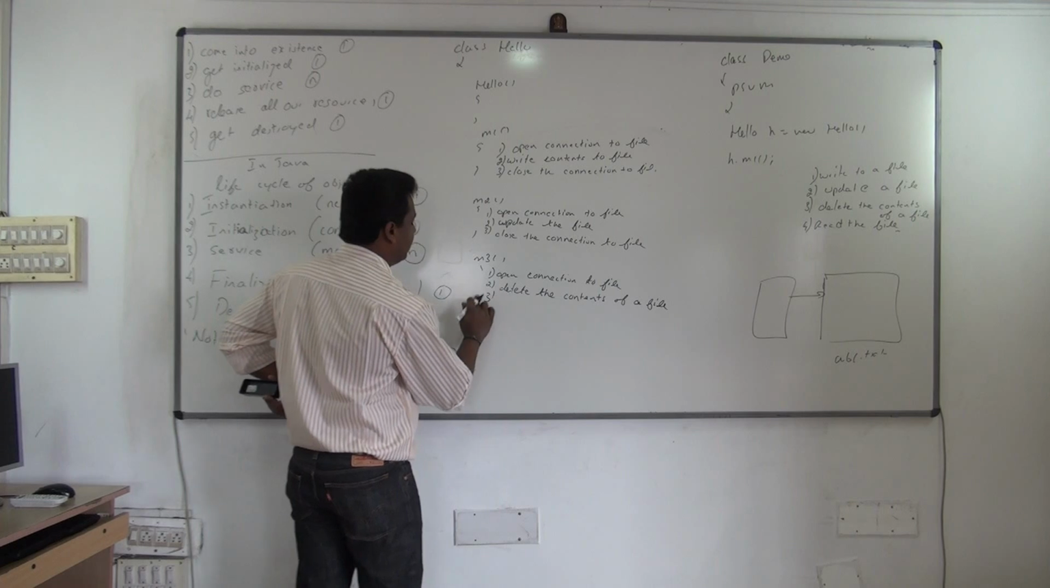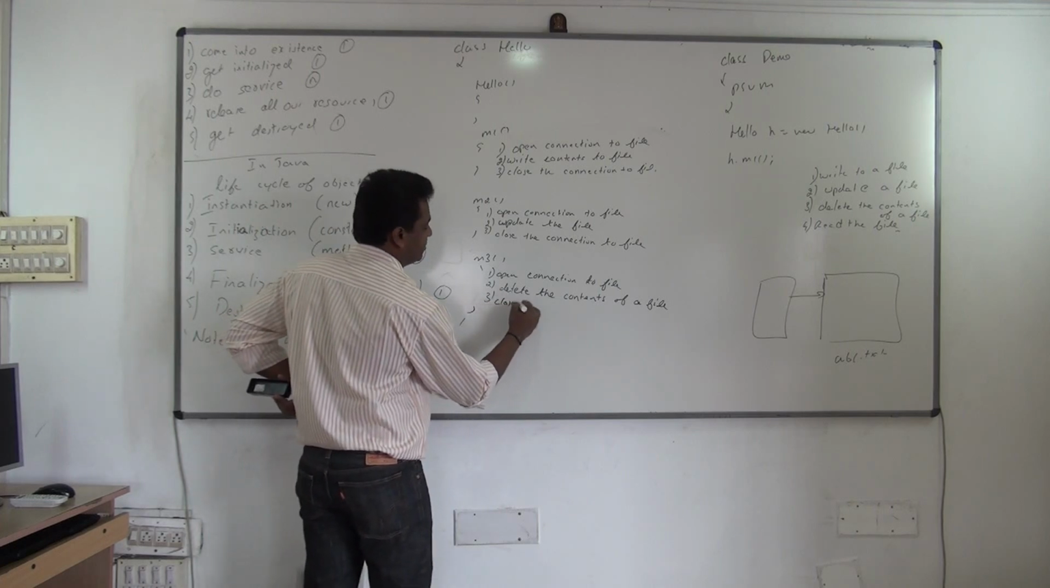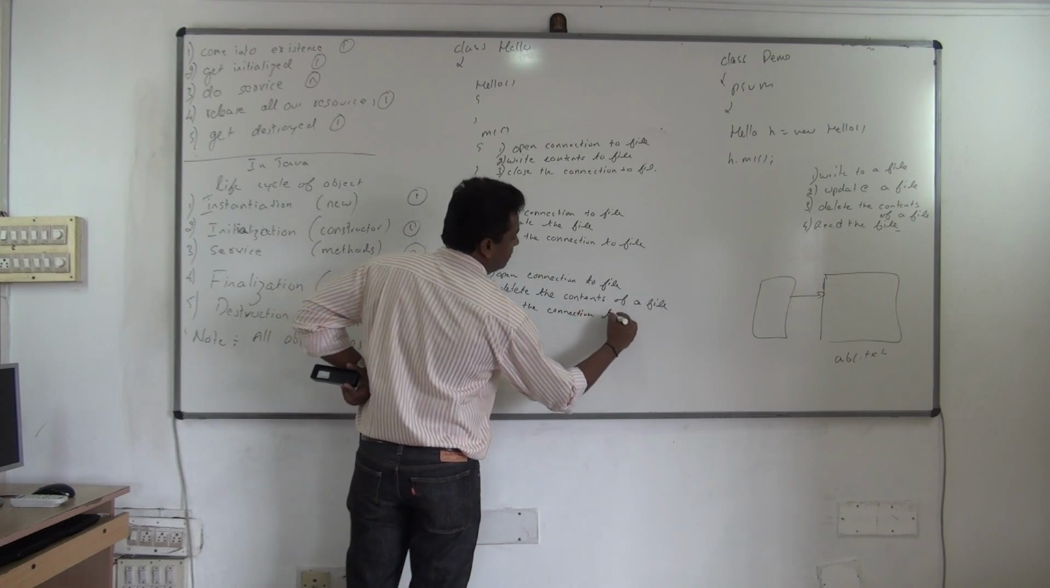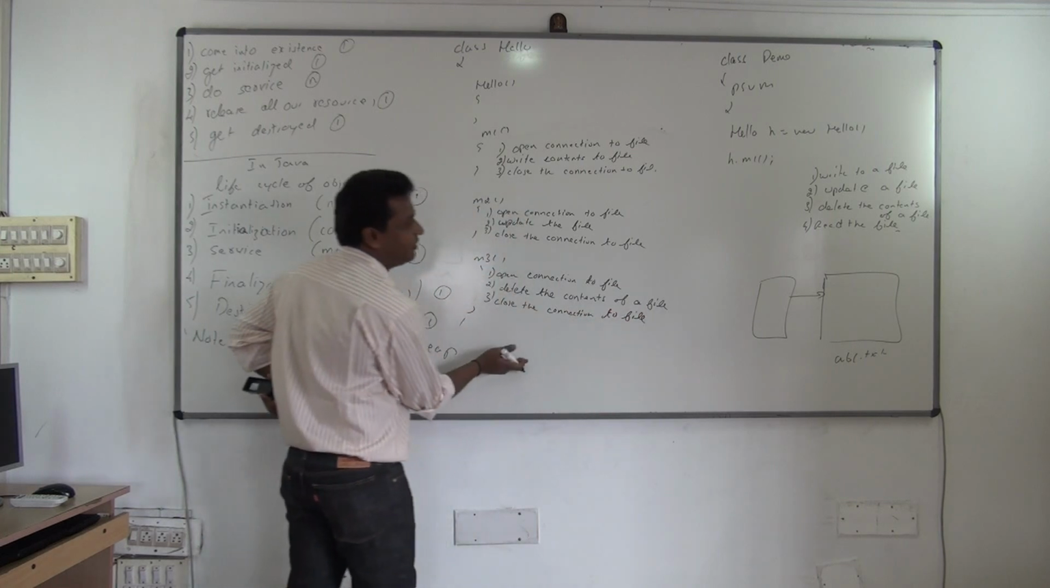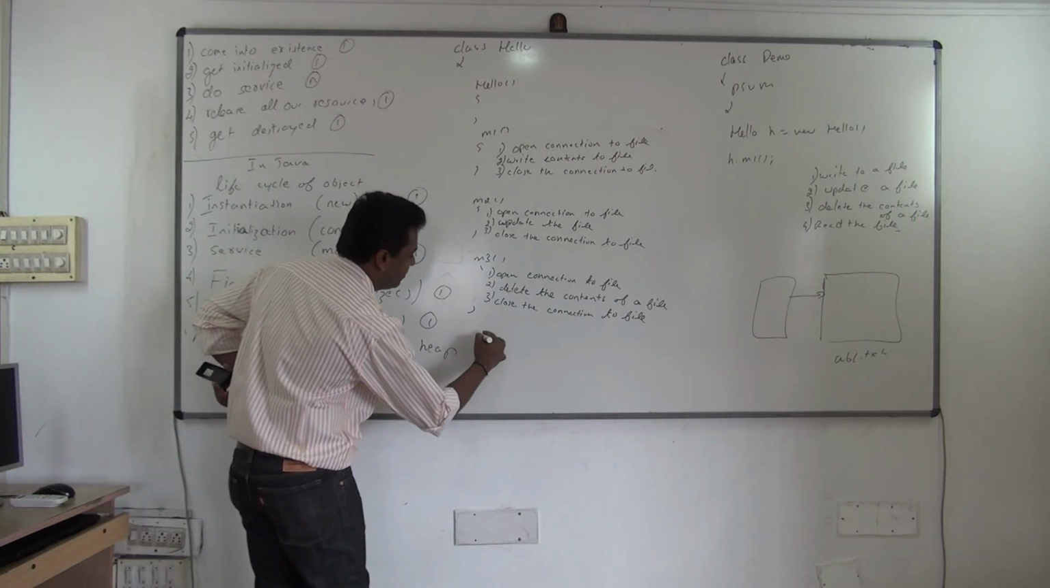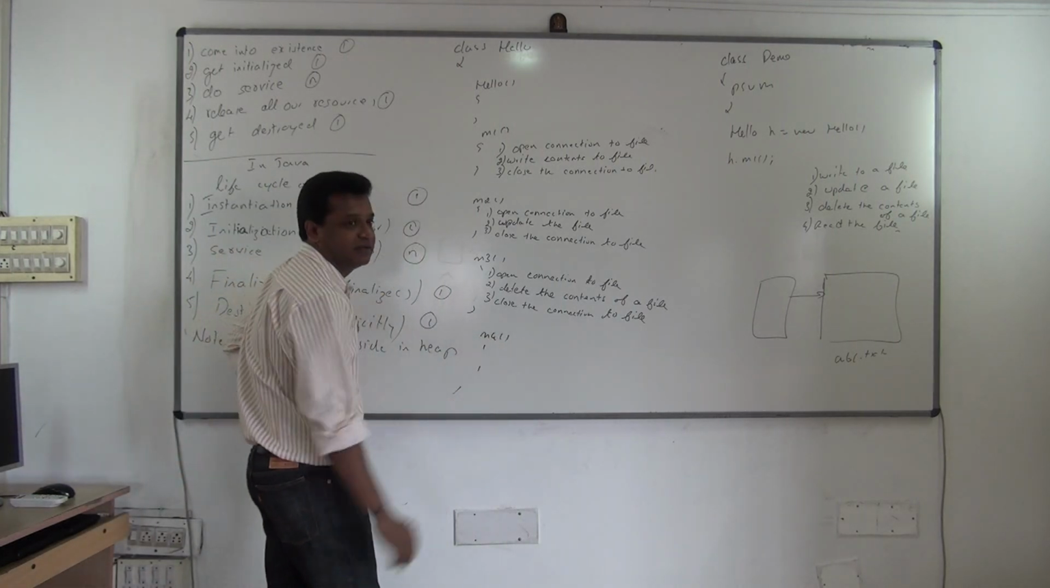And lastly, you will close the connection to the file. See, every method you see now. Now see, there's a problem. Similarly, you'll write for what? Read from the file. One more method, M4. Same thing you'll be doing now. Now this becomes a headache.